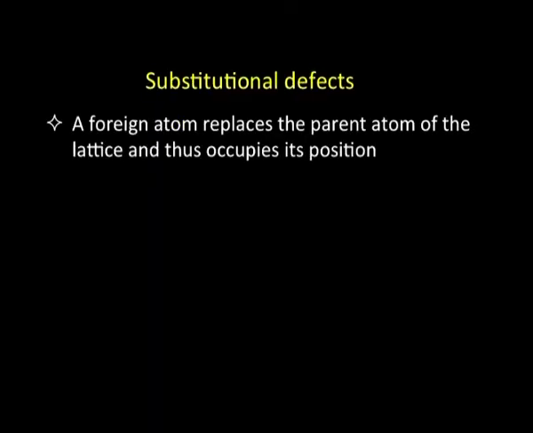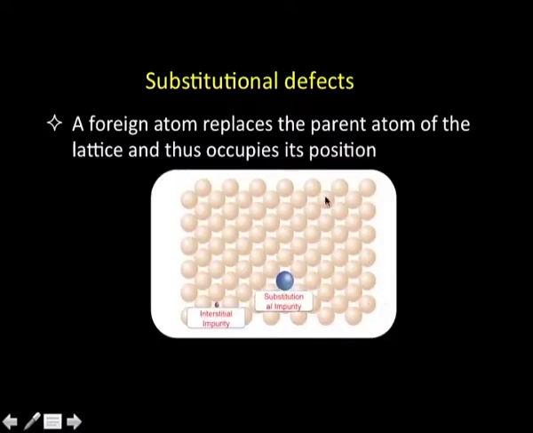Going further, there is another kind of defect we can think of, which we just mentioned earlier too, called substitutional defects. That means defects which are introduced by substituting something from outside into the lattice, that is, a foreign atom replaces the parent atom of the lattice and thus occupies its position. You can have a situation of this kind. We had a lattice wherein a given foreign atom has come and has replaced the given atom of the lattice. This is called a substitutional defect or an impurity.